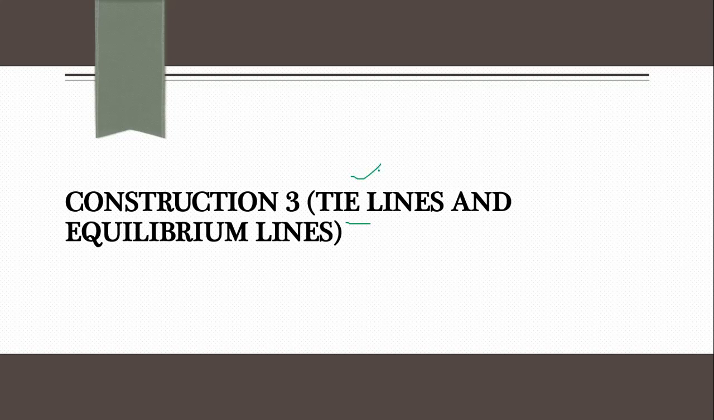Sometimes you have to draw some extra tie lines if you are looking for some information, like in single stage you used to look for extract and raffinate. So what you used to do is draw an extrapolated tie line. So we are going to talk about extrapolated tie lines, as well as equilibrium lines.